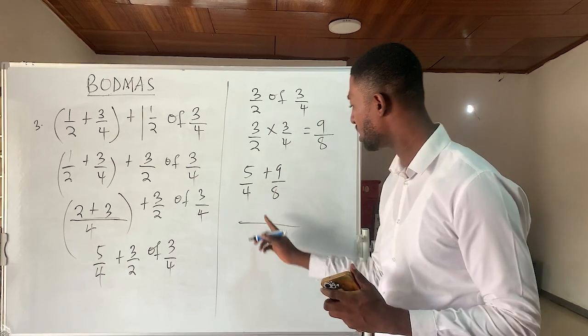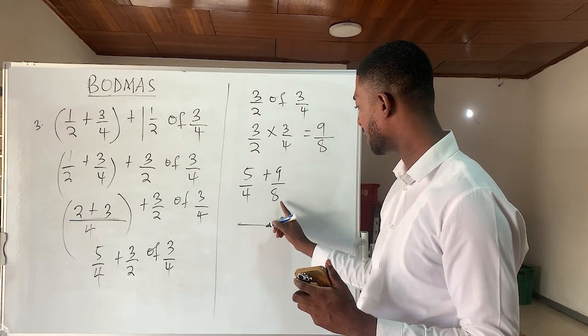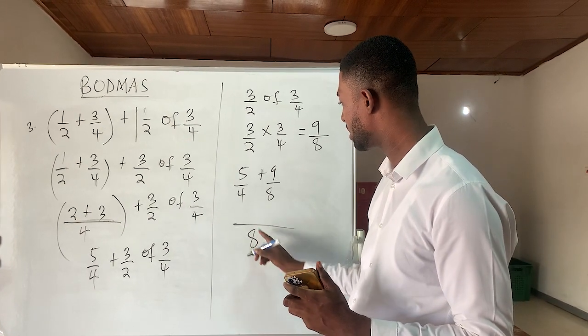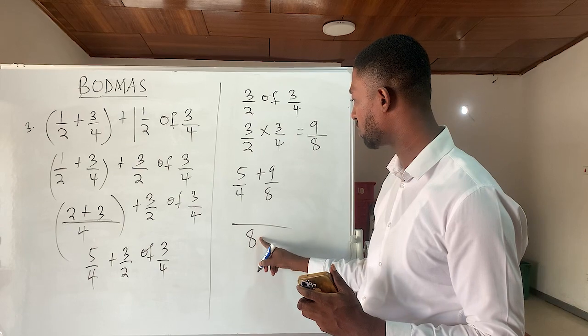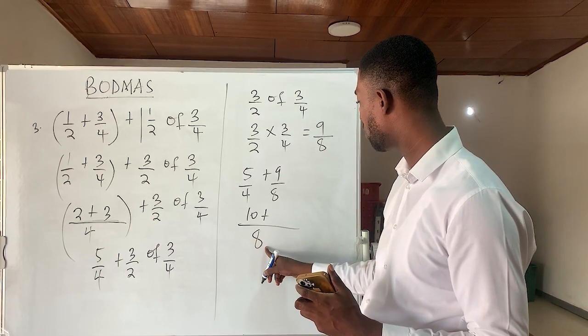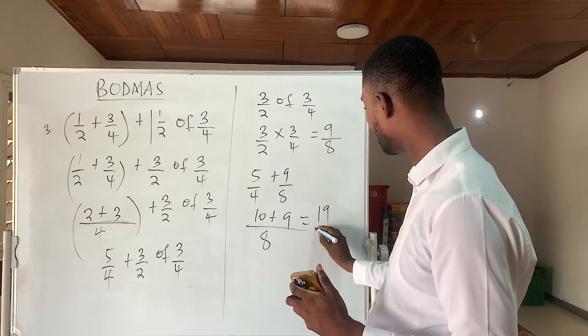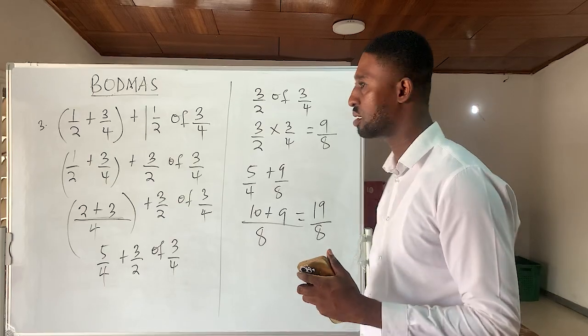When we find the LCM, we arrive at the LCM of 4 and 8 is still 8. 4 will go into 8 2 times. 2 times 5 is 10. Plus 8 will go into itself 1 times 9, which is 9. So the final answer becomes 19 over 8.